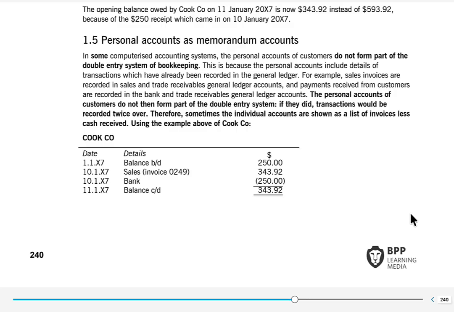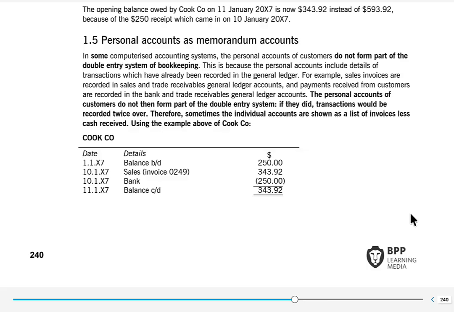Now we explain only Lesson 1.5, personal accounts as memorandum accounts. This lesson is very important because it clears up a common confusion in computerized accounting systems. If we already record the double entry in the general ledger, what exactly is the purpose of the customer personal accounts in the receivables ledger?